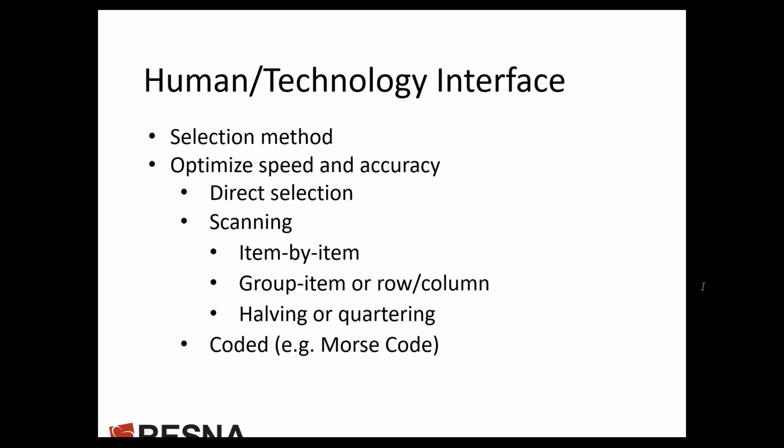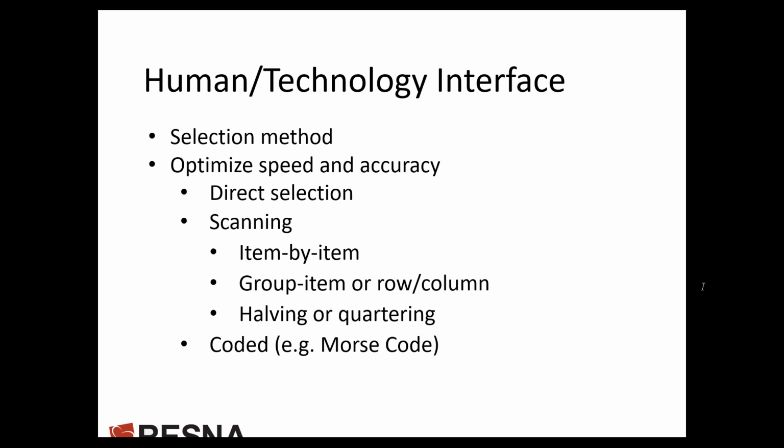Okay, so we're using a switch, but item by item versus group item, row column, or halving or quartering. What's one that you can explain with that scanning? And yes, we're using switches, but what's the scanning portion of it? Okay, so row column is you're choosing a row and a column, then an item.